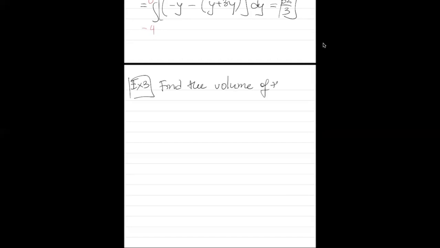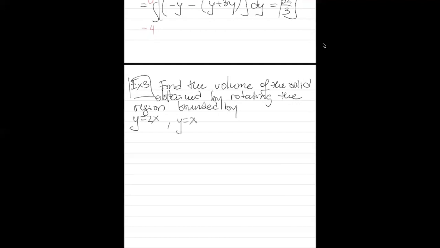Find the volume of the solid obtained by rotating the region bounded by the given curves. These are the given curves: y equals 2x, y equals x squared, about the x-axis.